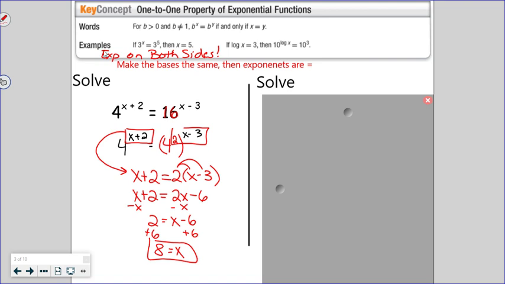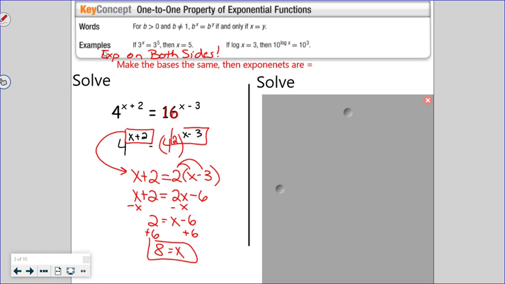Okay. It's this part that people mess up on, and let me make sure that I'm very clear. You cannot change the number. It still has to say a 4, and it still has to say a 16. But you can change how it looks. So it still says 16 right here. It just looks like 4 squared.